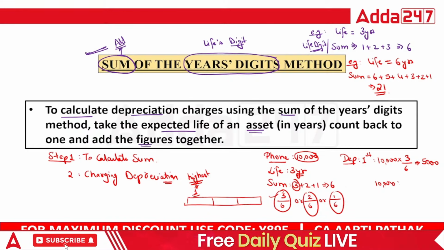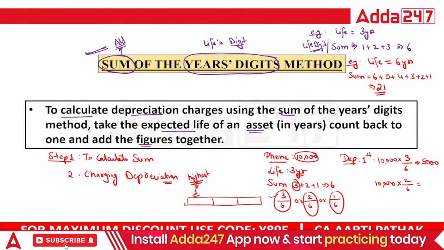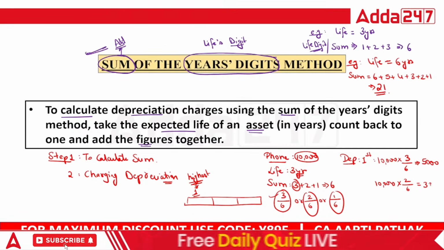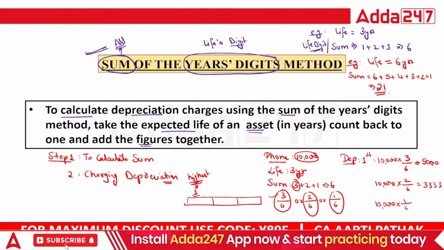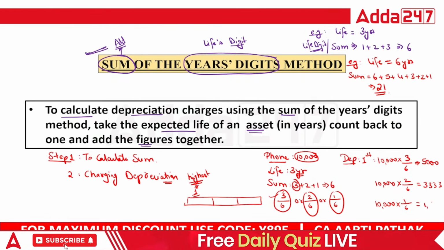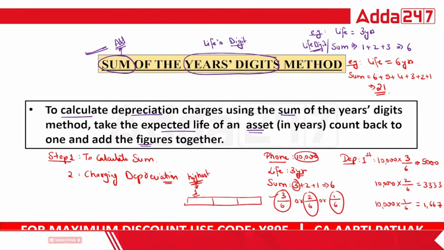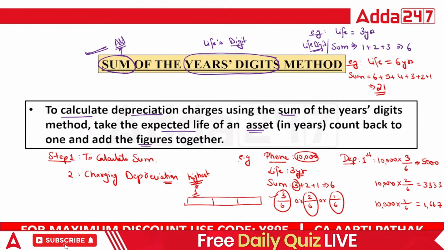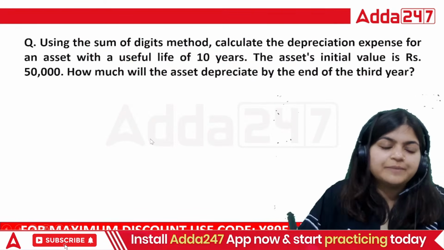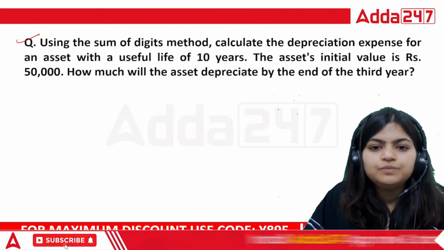Next year, 10,000 into the next highest value, so 10,000 into 2 divided by 6. This is your 3333. And in the last year, of course, the value will be reduced. So this is going to be 10,000 divided by 6, which is equal to 1667. Okay, this is how we need to solve the sum of the year's digit method. This is just one example. I hope you got this point. Let's solve a question based on this now.